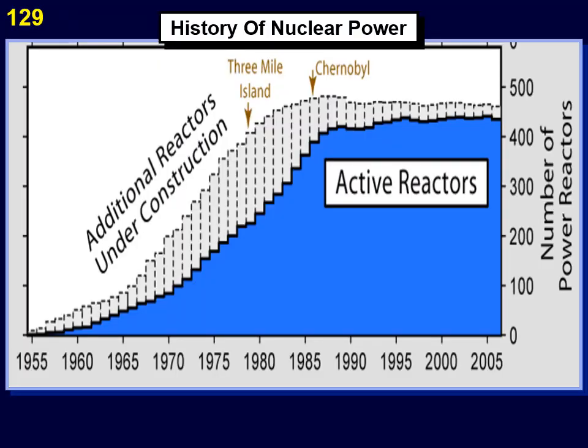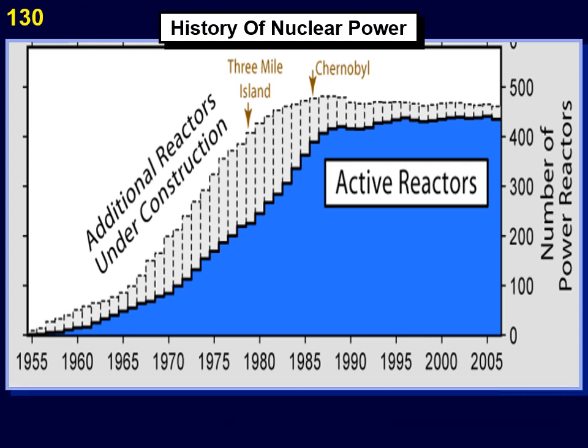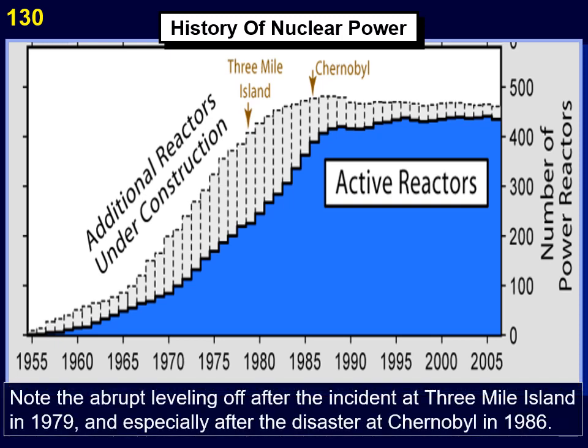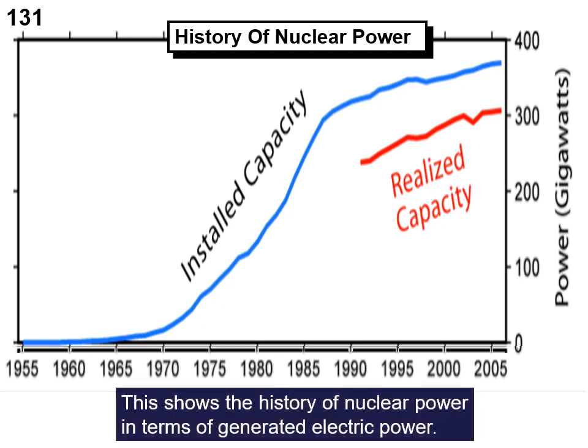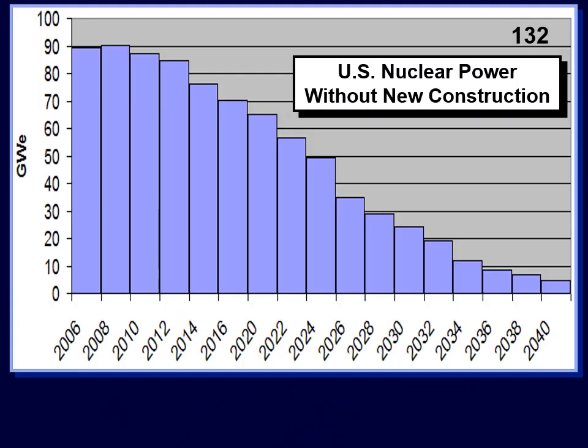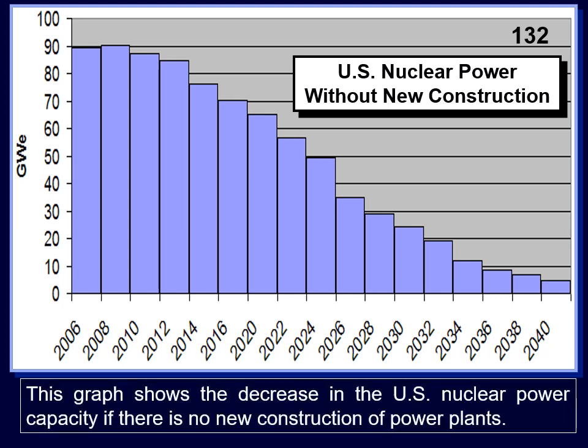This is a graph of the number of nuclear power reactors that are active or under construction worldwide. Note the abrupt leveling off after the incident at Three Mile Island in 1979, and especially after the disaster at Chernobyl in 1986. This shows the history of nuclear power in terms of generated electric power. This graph shows the decrease in the U.S. nuclear power capacity if there is no new construction of power plants.